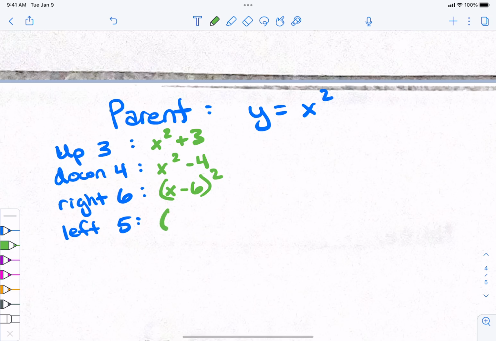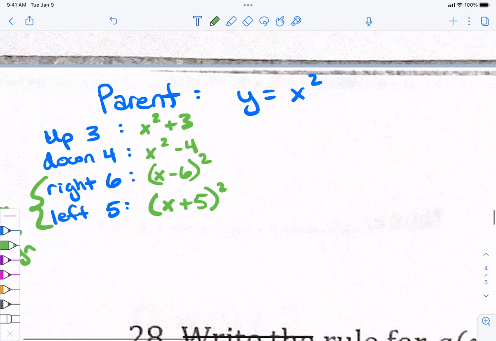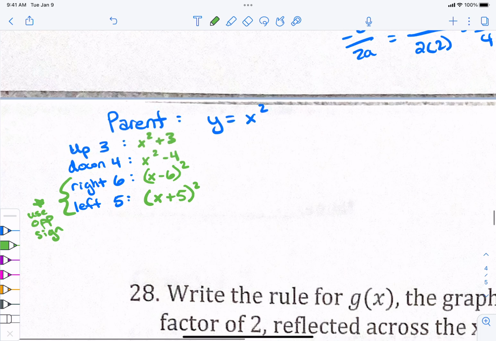Left 5 is x plus 5 squared, right? The thing that I'm going to put off to the side over here is to use the opposite sign. Kind of like when you're doing vertex form, the stuff in parentheses, use the opposite sign to tell which way it goes, right? Okay, that's that.